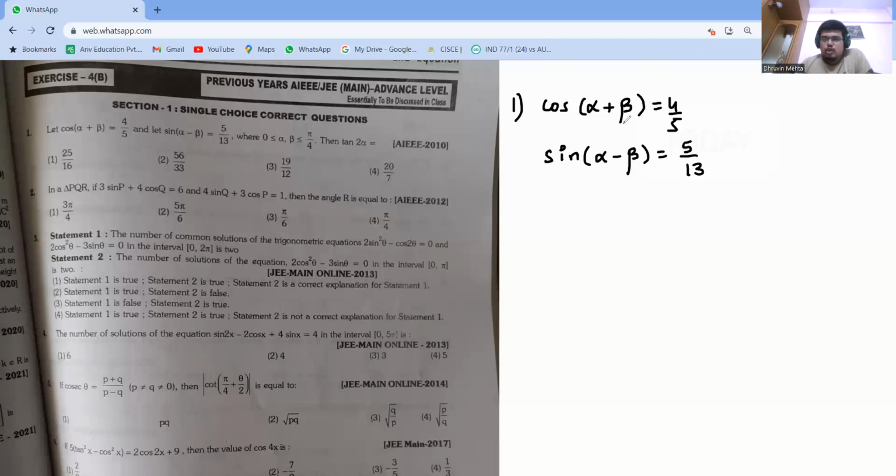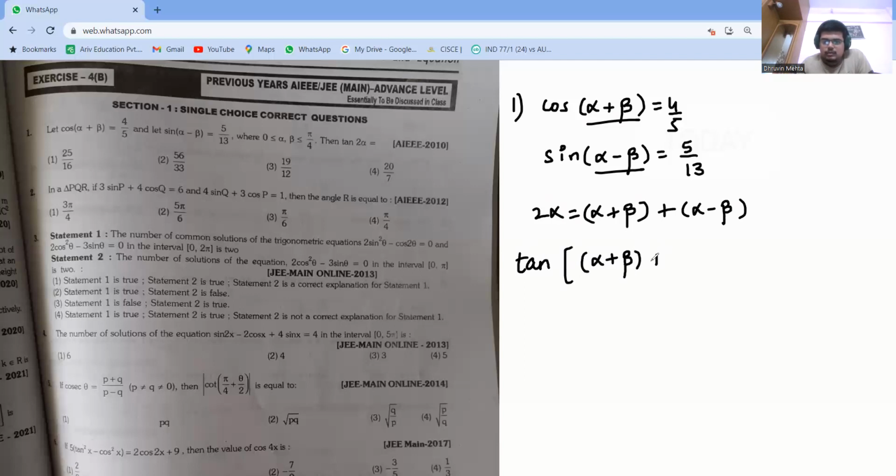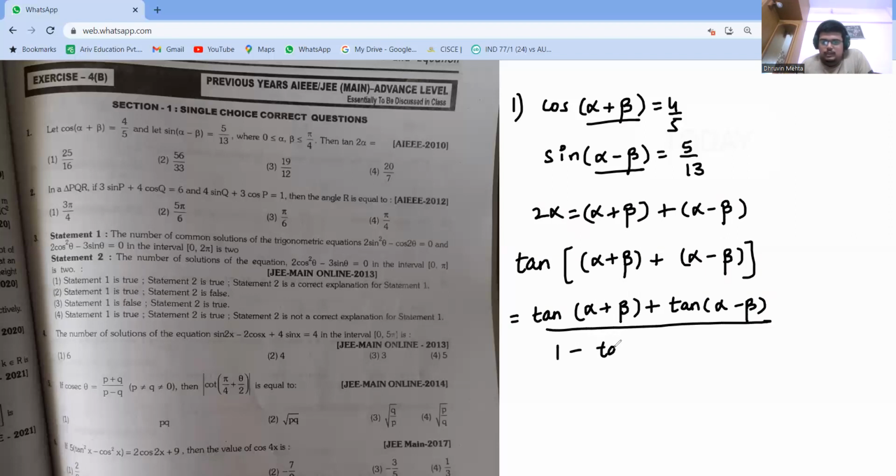ठीक है guys, चलो I'll tell you. So alpha plus beta and alpha minus beta को ऐड करके चेक करो क्या आएगा. Add them. 2 alpha. Exactly. So 2 alpha is basically alpha plus beta plus alpha minus beta. So can we say that tan 2 alpha is tan of alpha plus beta plus alpha minus beta, which can be solved by the compound angle formula, tan of first angle plus tan of second angle upon 1 minus tan of first angle into tan of second angle.